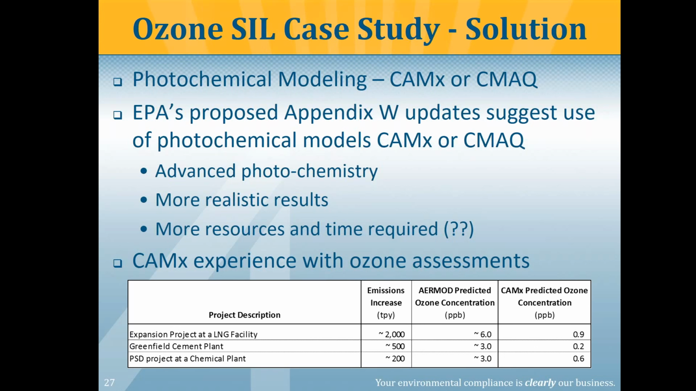Similarly, a couple of other projects. A greenfield cement plant, we were doing some fatal flaw analysis for them, roughly 500 tons per year of emission increases. When run through the ratio analysis, it was showing about 3 ppb of emission increases. When run through CAMx, it showed about 0.2 ppb. And then a small PSD expansion project at a chemical plant, a couple of hundred tons per year of emission increases, showed about 3 ppb of ozone increase through AERMOD, and was about 0.6 ppb of ozone increase through CAMx.